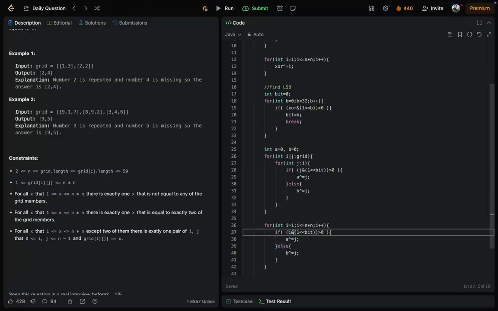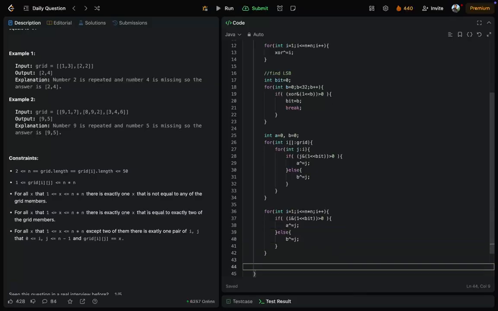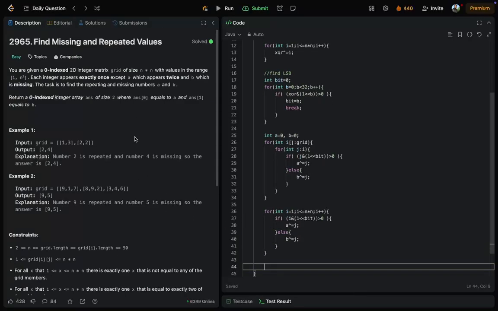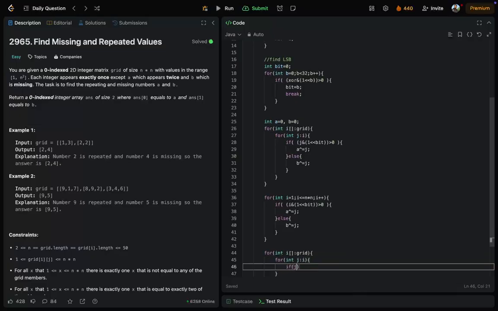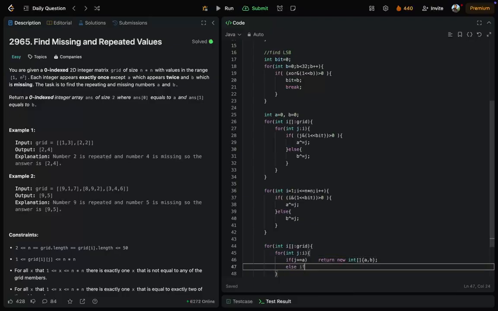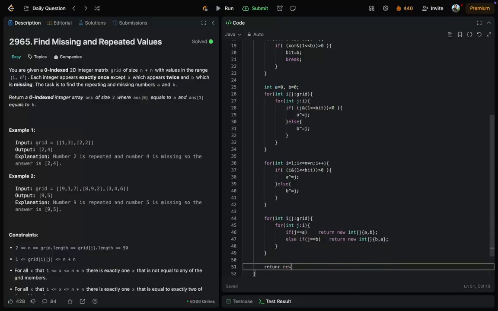Same iteration for I. Then we know our A and B, but we don't know whether A is repeating or B is repeating. So we need to again iterate in the grid. If J is equal to A, just return A and B. If B is repeating, just return B and A. Else, nothing will be there.